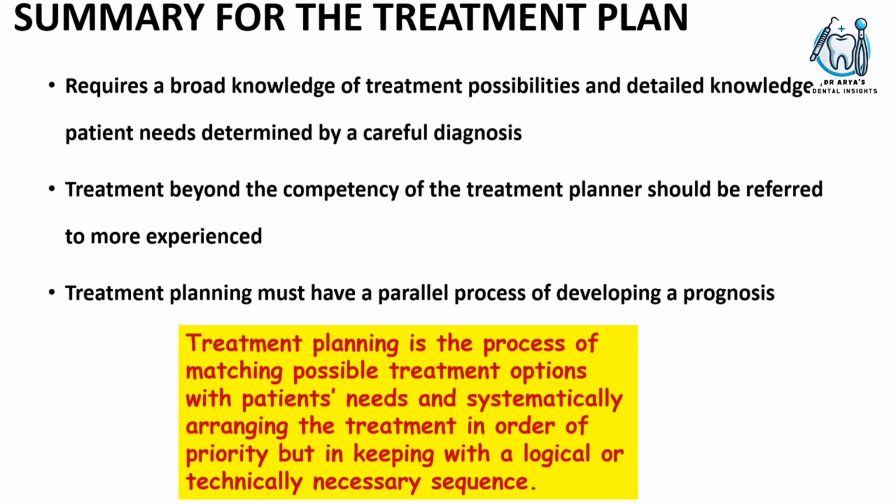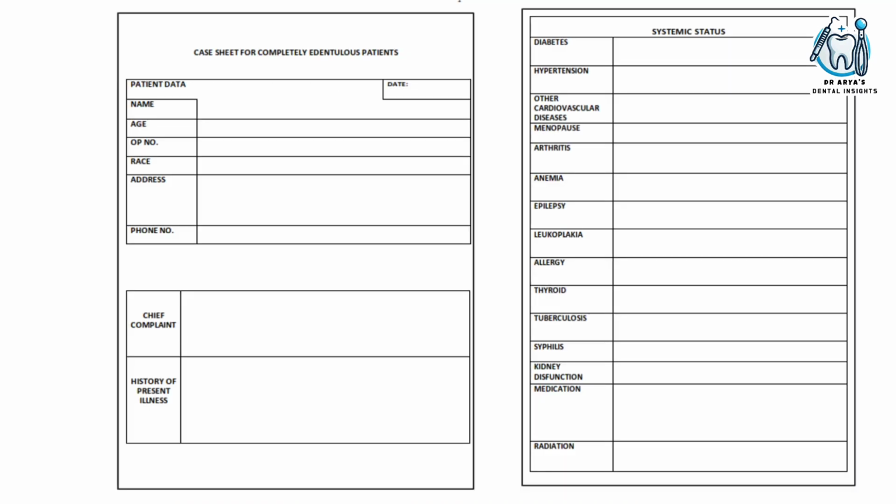So coming to the summary for the treatment plan. It requires a broad knowledge of treatment possibilities and detailed knowledge of patient needs determined by a careful diagnosis. Treatment beyond the competency of the treatment planner should be referred to someone more experienced. The treatment planning must have a parallel process of developing a prognosis. Thus, treatment planning can be summarized as the process of matching possible treatment options with the patient's needs and systematically arranging the treatment in order of priority, but in keeping with a logical or technically necessary sequence. So that's all about the diagnosis and treatment planning in completely edentulous patients.